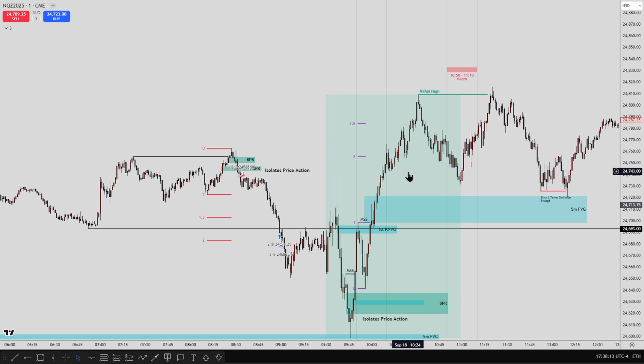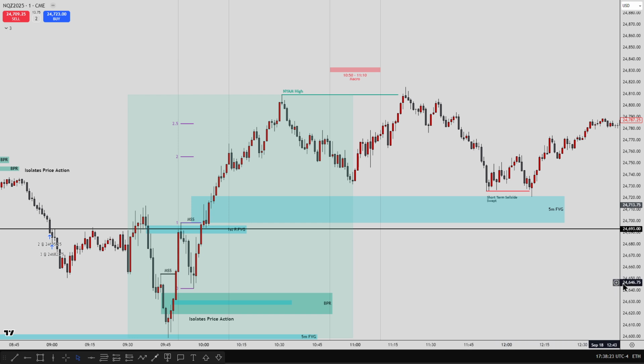I'm aware that most people in Discord actually did catch that long here, so I'm very proud of everyone for doing that, and there was tears running down my face every time I saw someone post any winning trades.